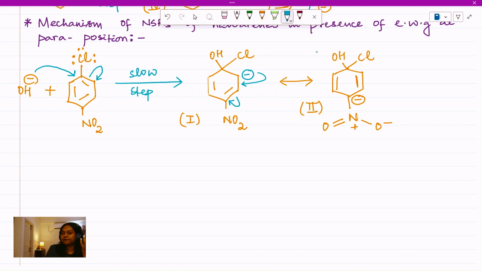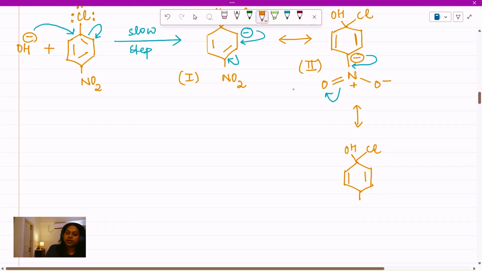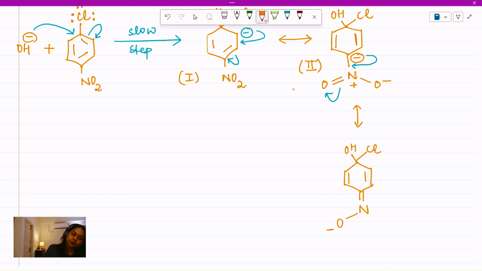Now, how does this affect us? This negative charge can now be pulled by the nitro group and will become a double bond here. The double bond moves to oxygen to become O minus. So the next set of resonating structures would look something like this, with OH and Cl on one side, a double bond here and a double bond here. This was there earlier. Now this negative charge becomes a double bond on nitrogen. Oxygen double bond breaks, becomes a negative charge on oxygen, and this oxygen also has a negative charge. This nitrogen has a positive charge, right?